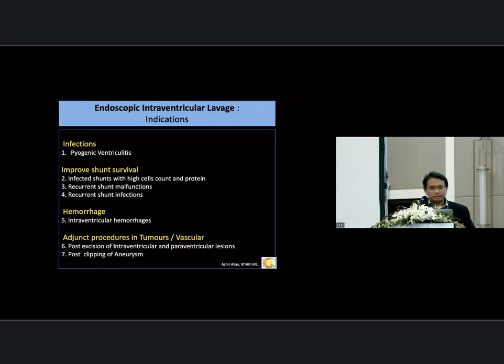Some we repeat the lavage. Sometimes straight away we can shunt within 5 days. And it's proven that all this undergone shunt lavage, the shunt survival is prolonged compared to before. Yeah, so I will show you some cases how does it work. So we also use it for recurrent shunt malfunction, recurrent shunt infection. We also expand in the prematurity intraventricular hemorrhage, and we also use this lavage for some post-excision intraventricular paraventricular lesion, some cases of post-clipping aneurysm with IVH in adult.